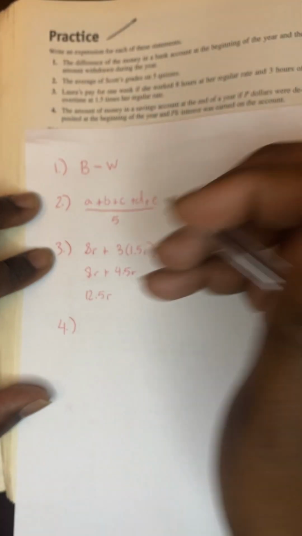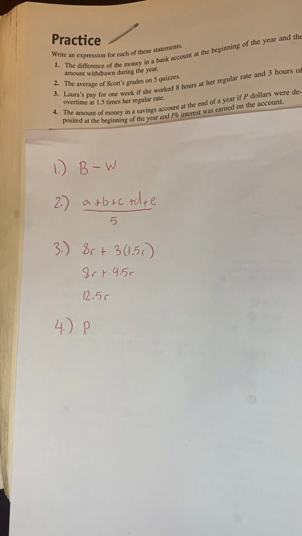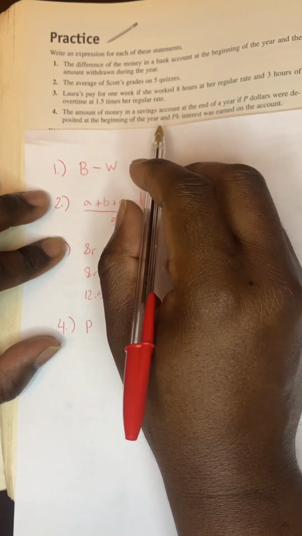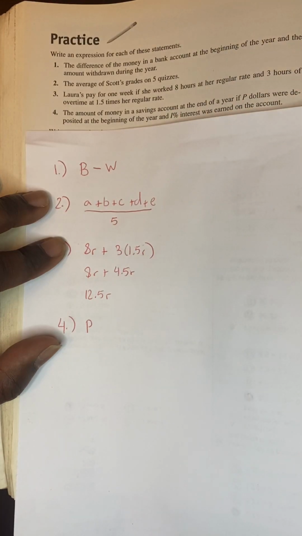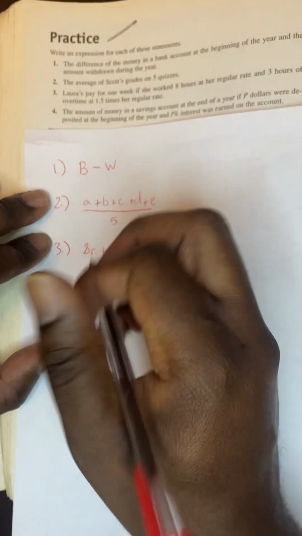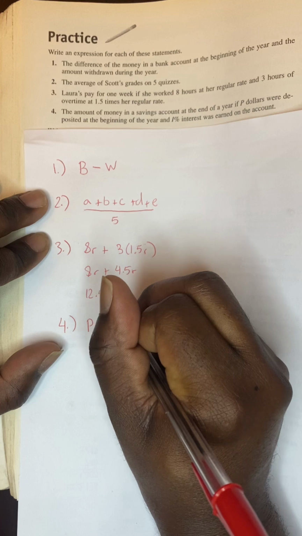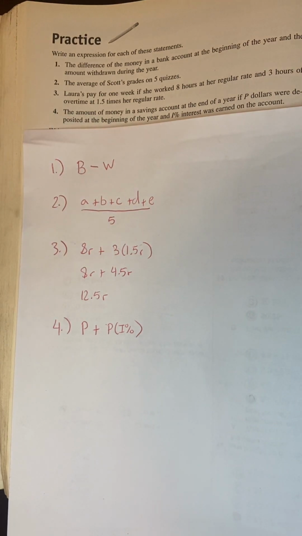So you put P amount of money into the bank account. So you start off with P at the beginning of the year, and then it grows at an interest rate, okay? I'm sorry, let me just read this again. The amount of money in the savings account at the end of the year, if P dollars were deposited at the beginning of the year and I percent of interest was earned on the account. Okay, so you got the initial amount that you have plus P times the I percent amount of interest that was also earned on the account throughout the year as well, okay?